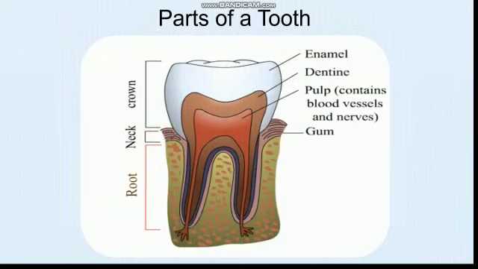What are the functions of the different parts of the tooth? The enamel protects the tooth from wear and tear. The dentine forms the bulk of the tooth and can be sensitive too. Whereas the pulp contains the blood vessels that bring the nutrients to the tooth.